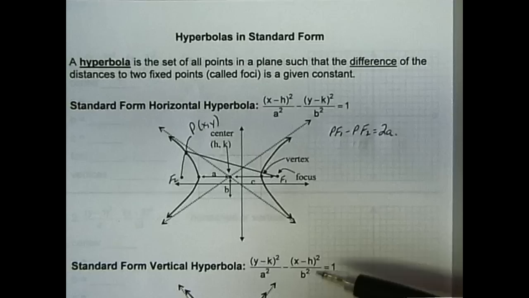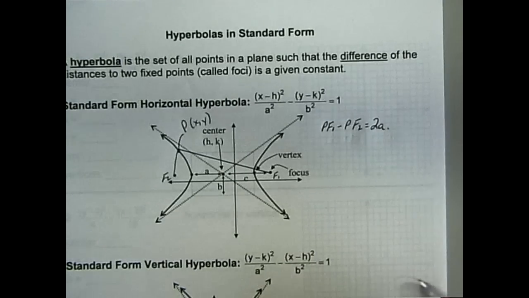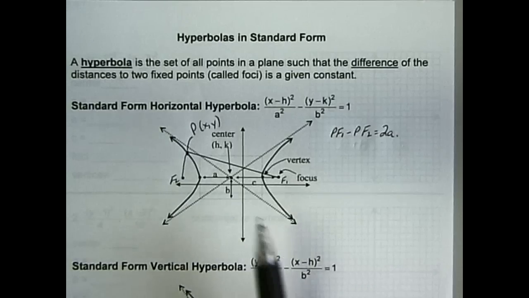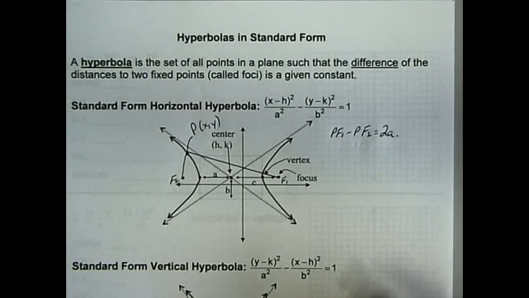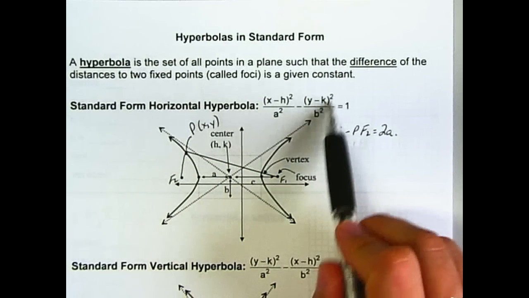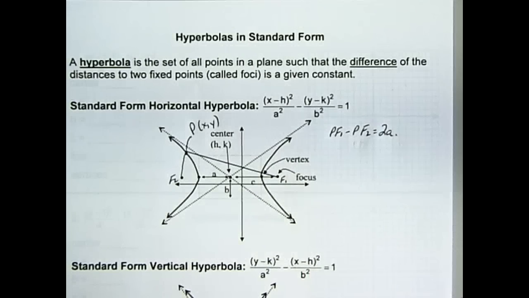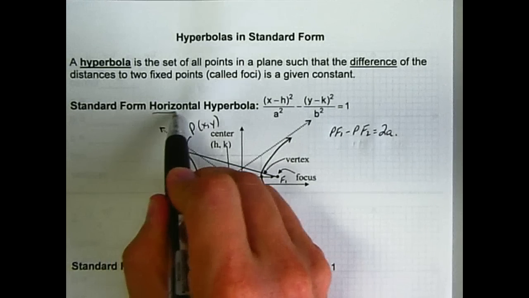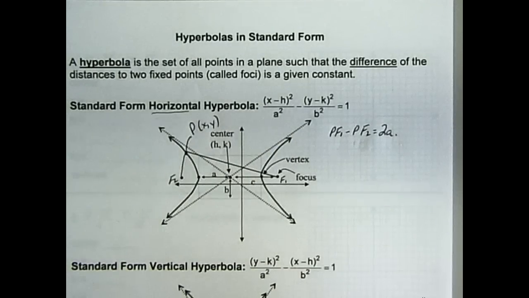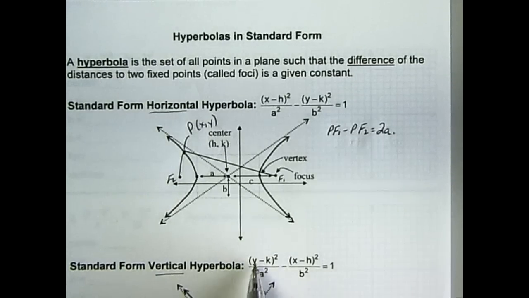The other thing to note is that the orientation of the hyperbola, whether it's horizontal or vertical, doesn't depend so much on the bottom number, but on the placement of the top variables, the x and the y. So if I've got a horizontal hyperbola, I'm going to see x first. And if I've got a vertical hyperbola, I'm going to see the y first.